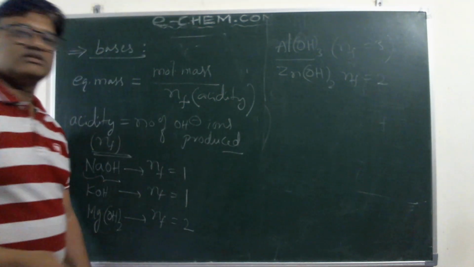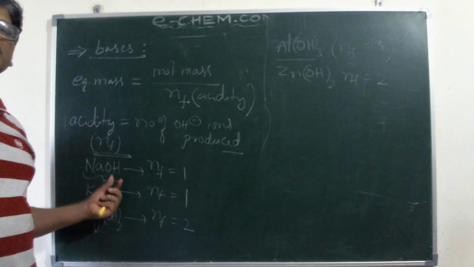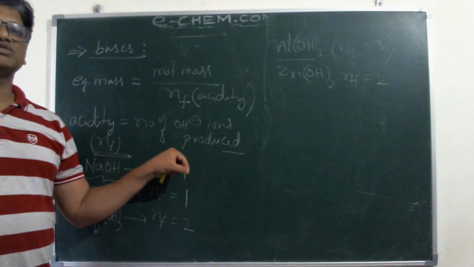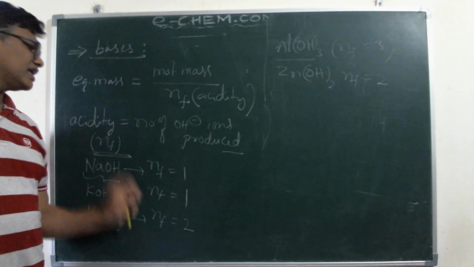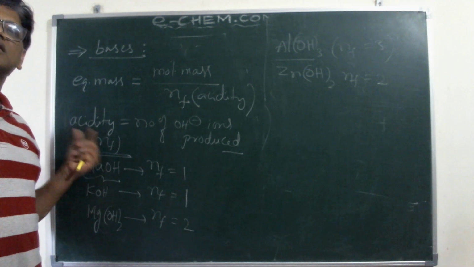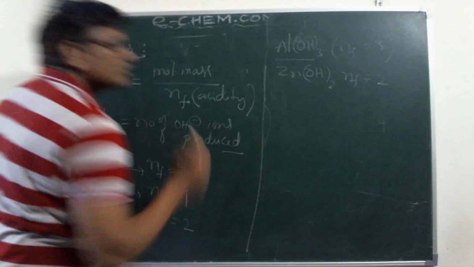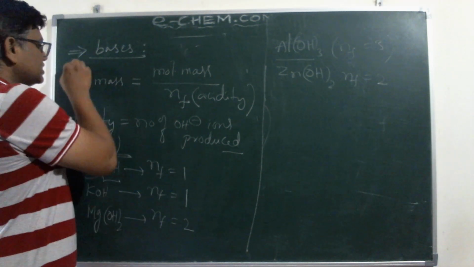So like this, any compound consisting of OH groups which can produce OH groups in the aqueous medium, that number of hydroxyl groups is considered as the n factor for that particular base. Now let's calculate the equivalent masses for the bases using this formula here.